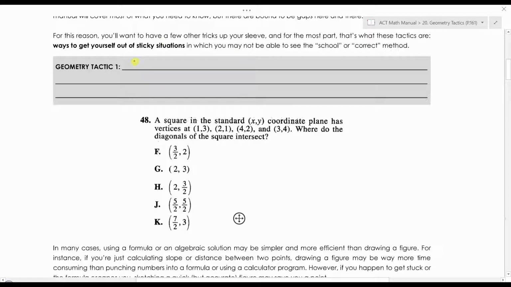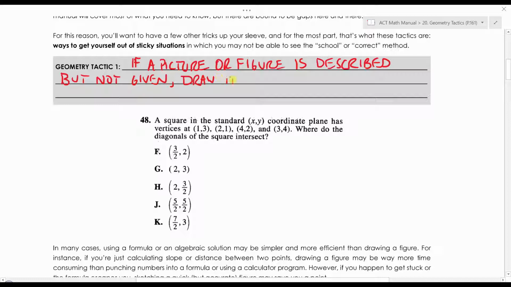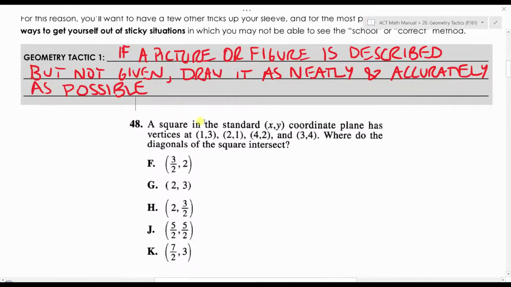We're going to go ahead and write down right here, if a picture or figure is described but not given, draw it as neatly and accurately as possible. So if a picture or figure is described but not given, you are going to draw that picture or figure as neatly and accurately as possible.